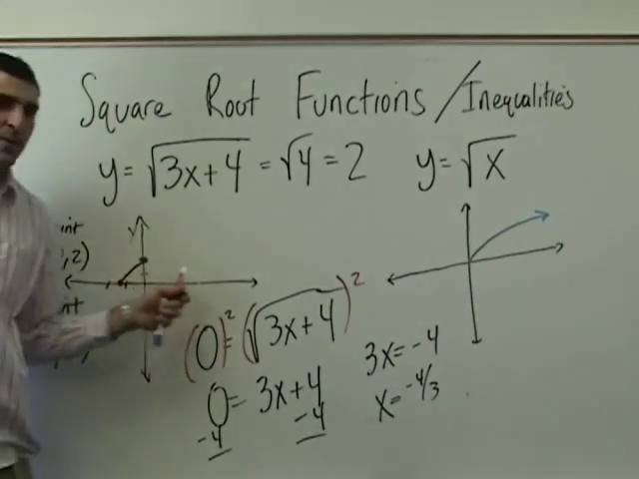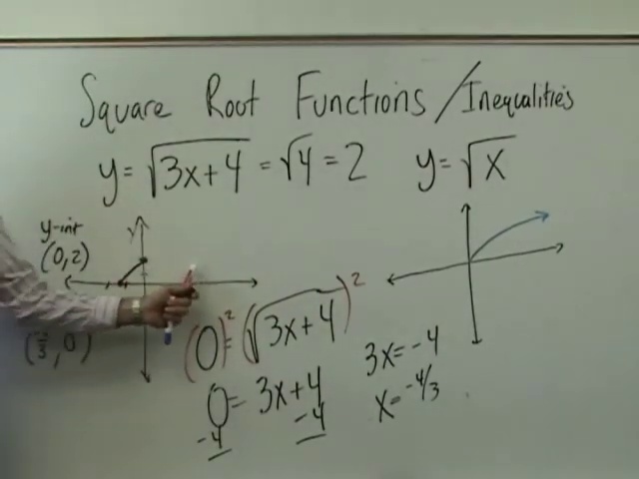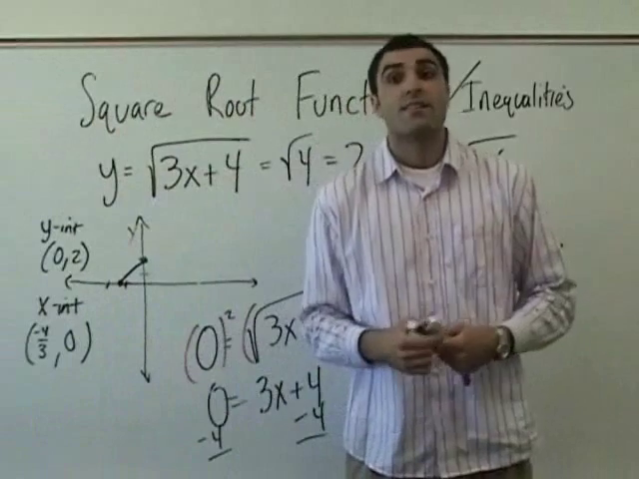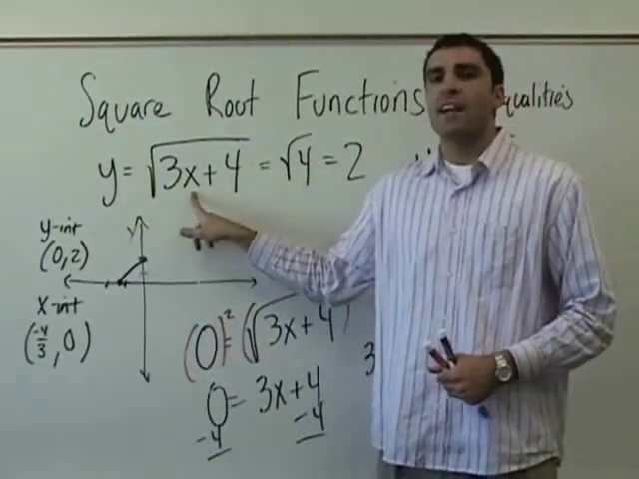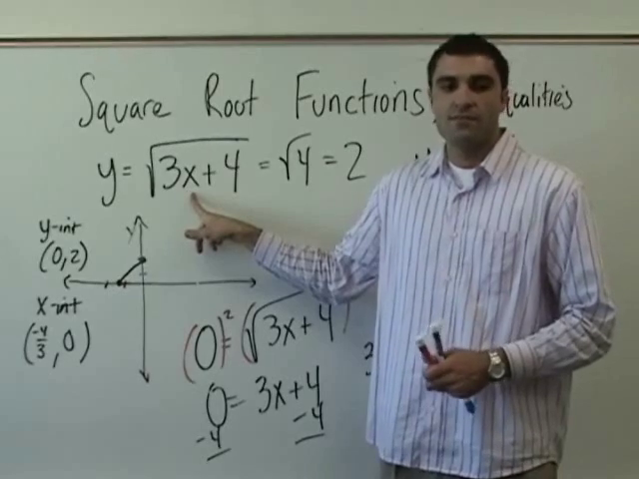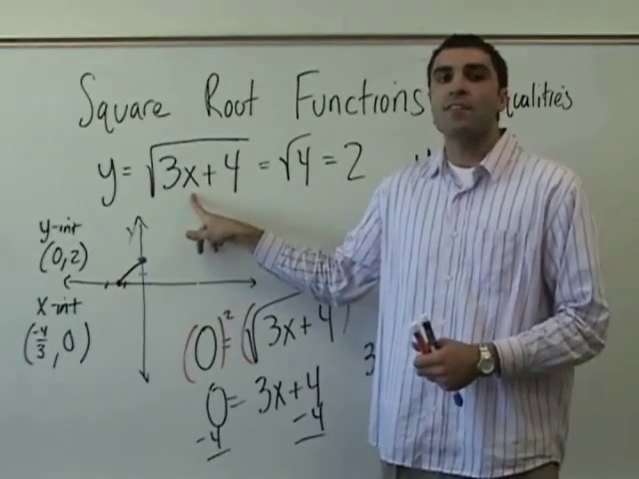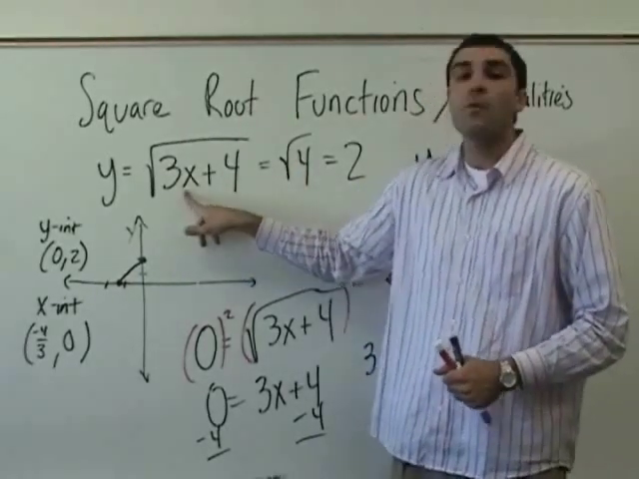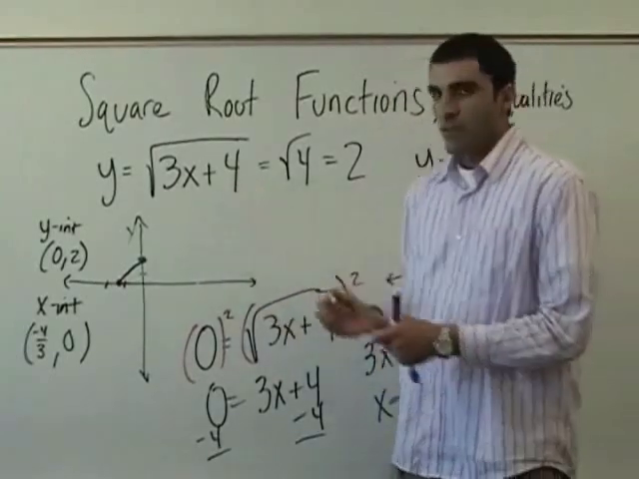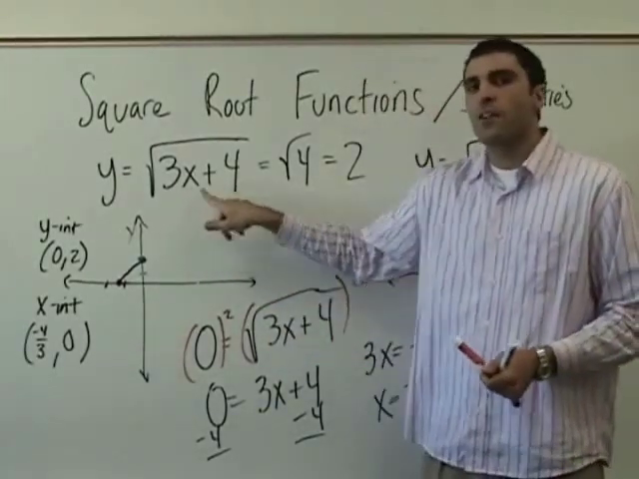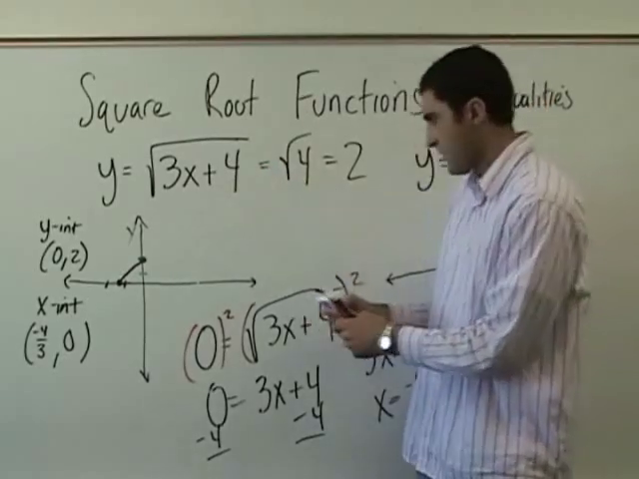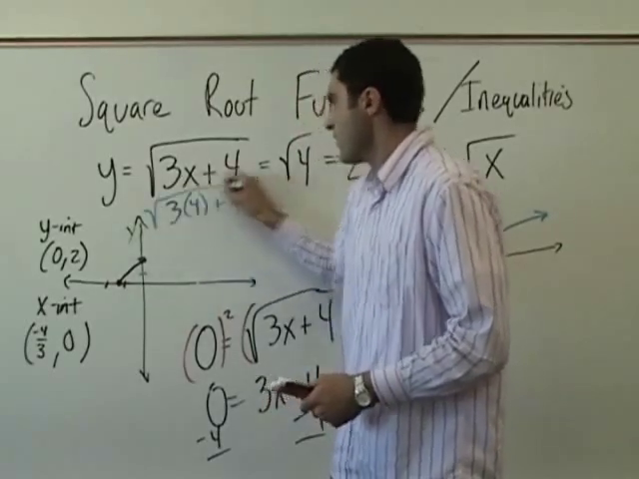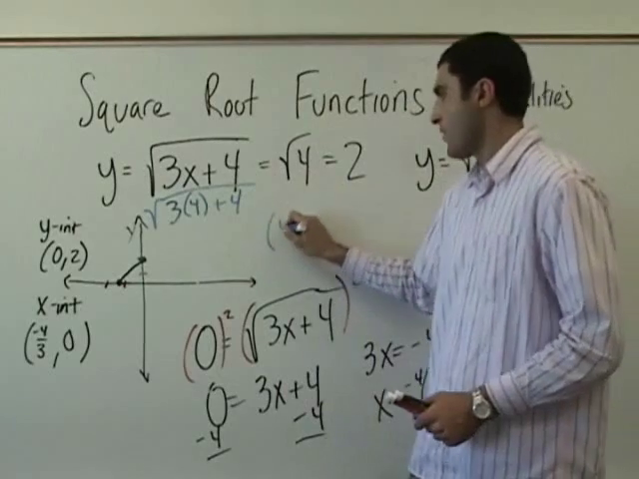Now let's do one more point out in space, and then we're done. That's all we need. What do you want to pick for x? I want a number that's going to make the square root clean. Let's do 4. What would 4 result in? 4 times 3 is 12, plus 4 is the square root of 16, which is 4. So that makes the point (4, 4).